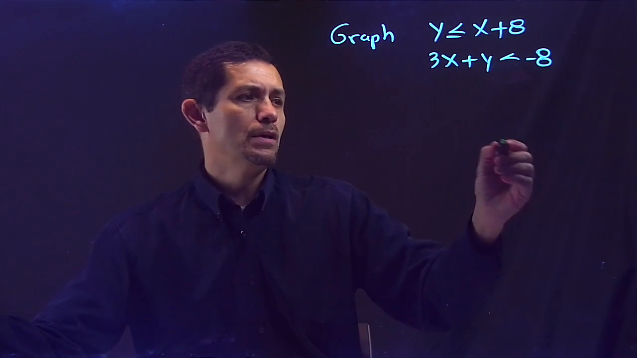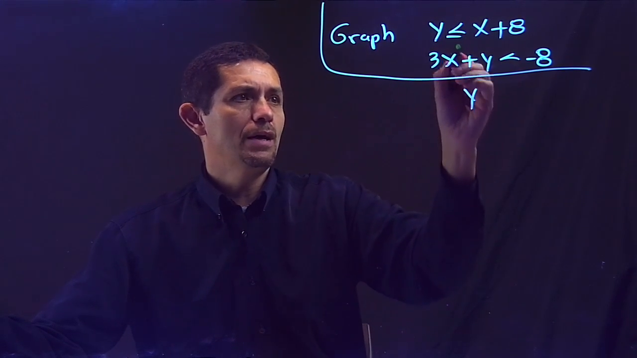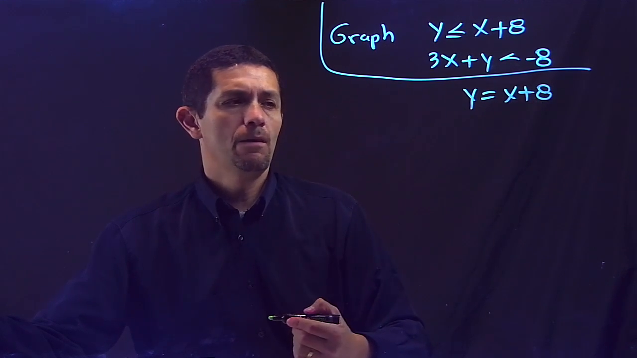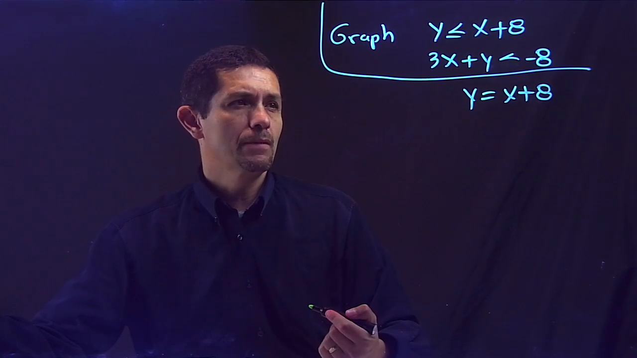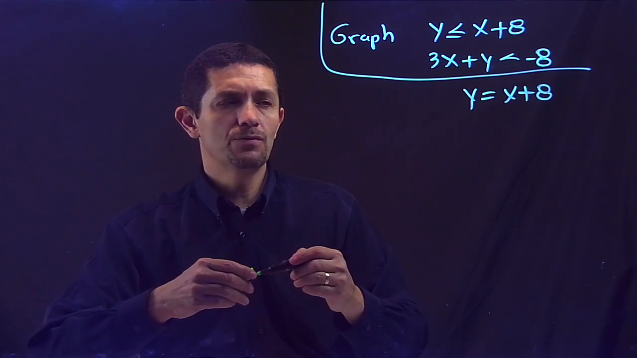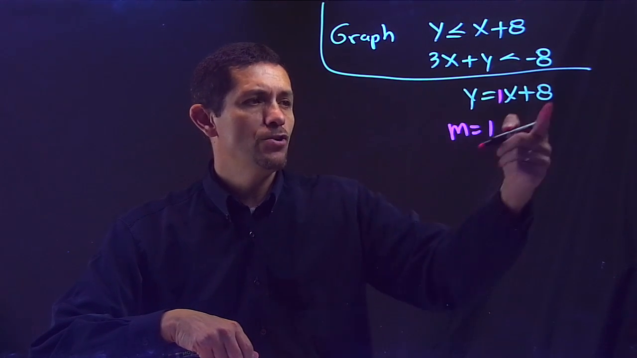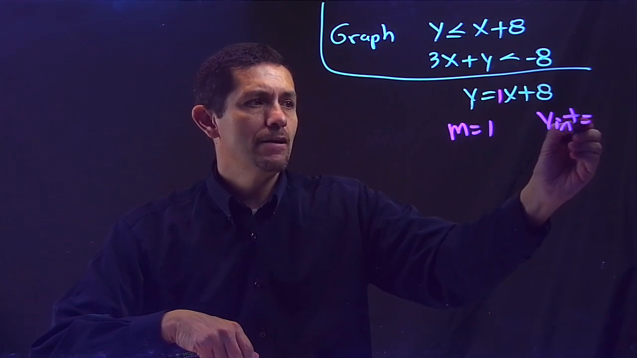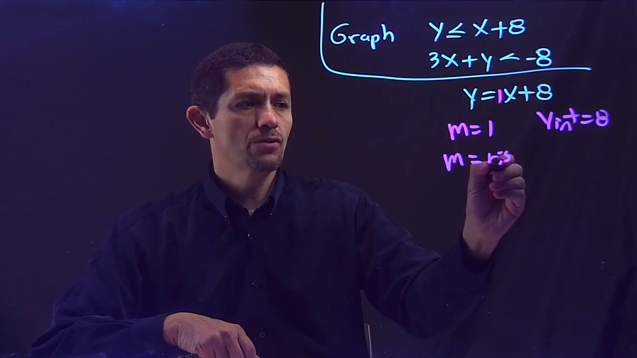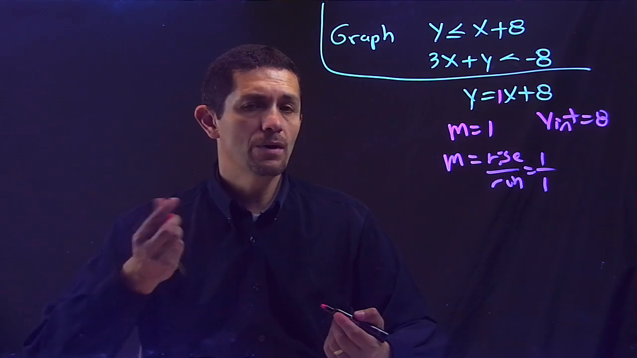So the first thing is that I want to graph each one of them. I'm going to take the first one, separate that, and turn it into an equal sign: y equals x plus 8. Why? Because it's easier to identify. This is slope-intercept form, and your slope is equal to 1, and your y-intercept is equal to 8. Your slope is rise over run, so 1 over 1, and we're ready to graph.